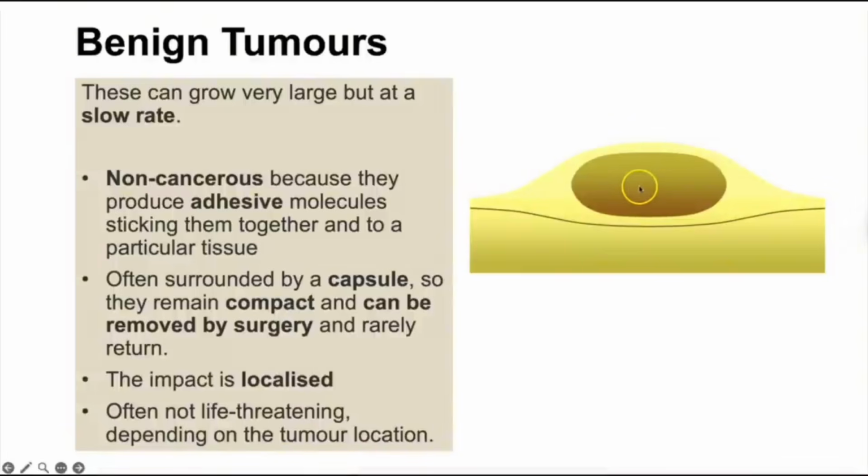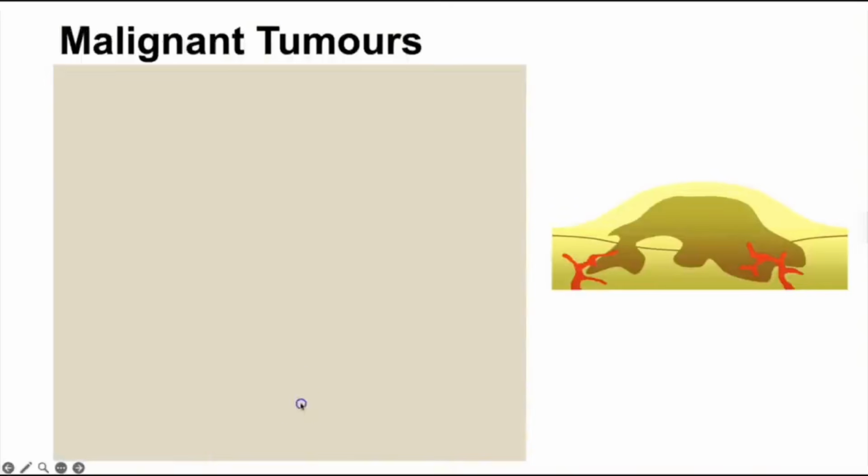However, that does depend on the location of the tumour because it will continue to grow and the treatment is surgery to remove it. So if it's in a location of the body where surgery would be difficult, such as in the brain, it could still be life-threatening.